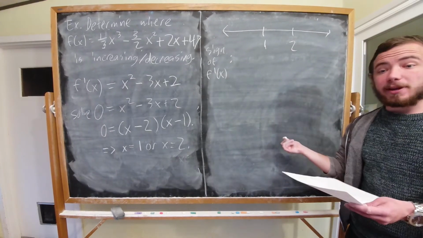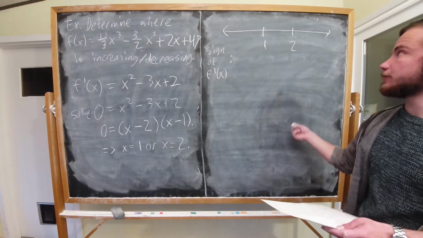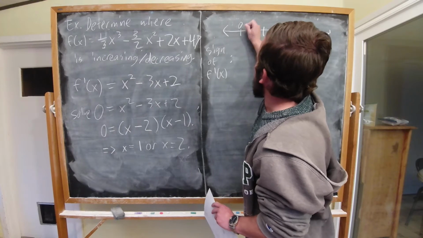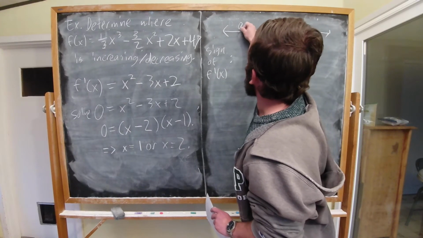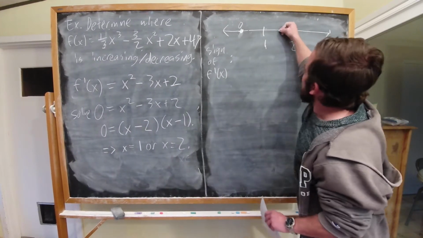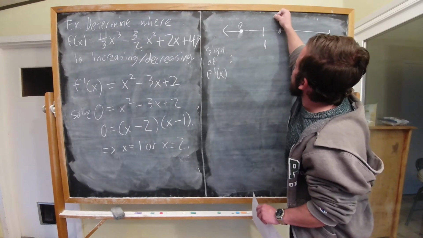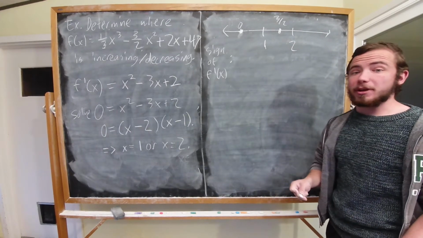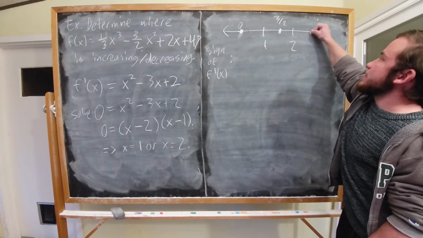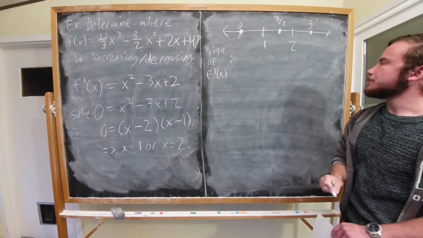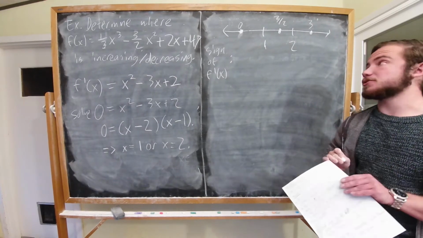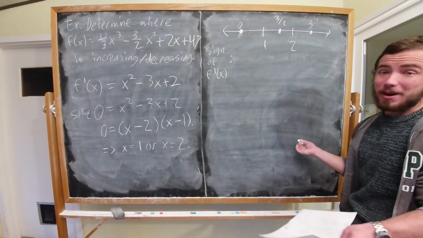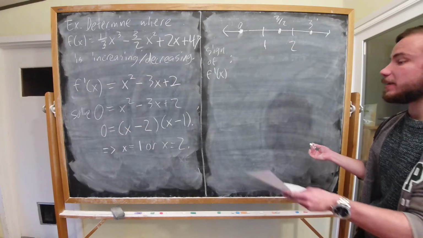All right, step 3, pick some test points and test the derivative there. Maybe I pick 0 as a test point. I'll use a dot for a test point. Maybe I pick 1.5, or in other words, 3/2 as my test point for that middle interval. Maybe I pick 3 for my test point there. Make it easy on yourself.